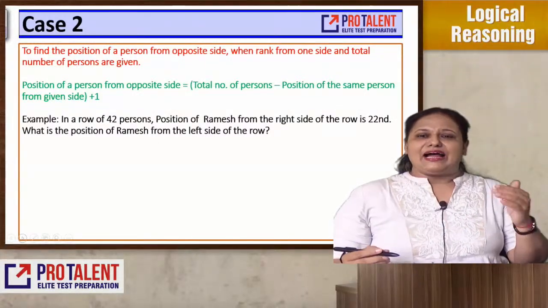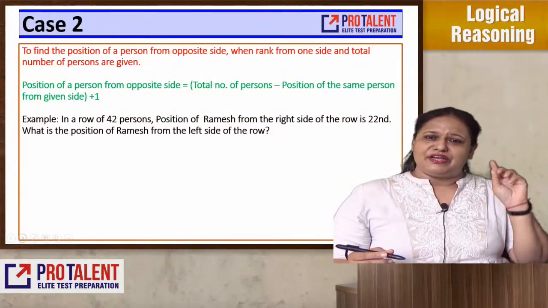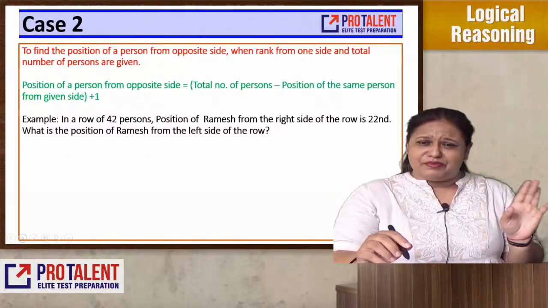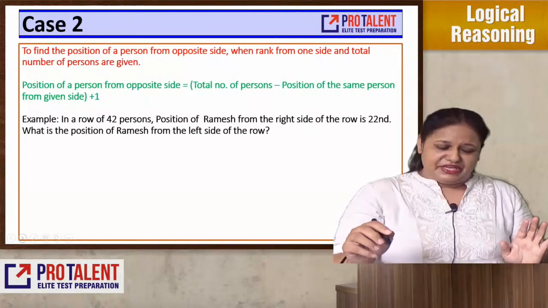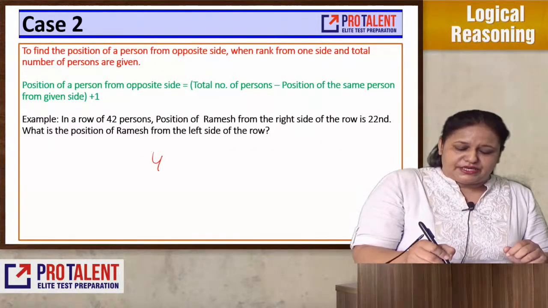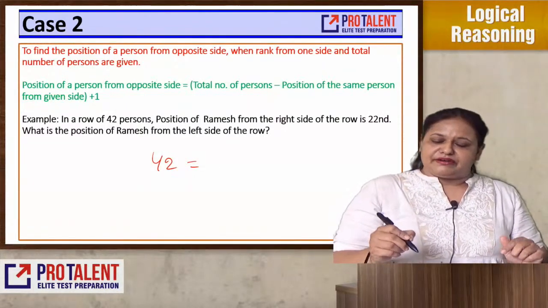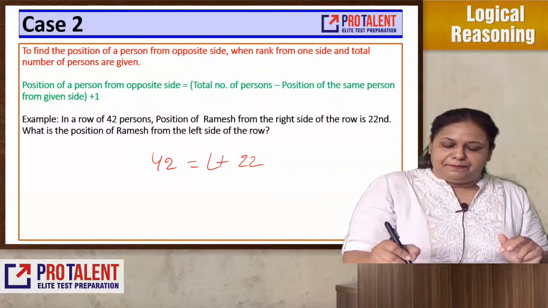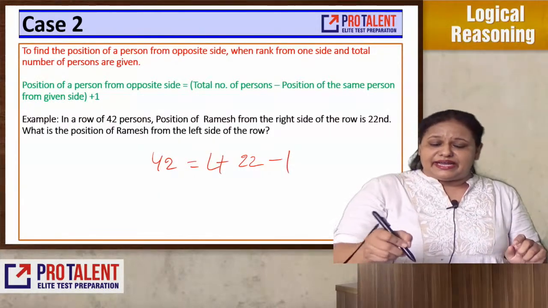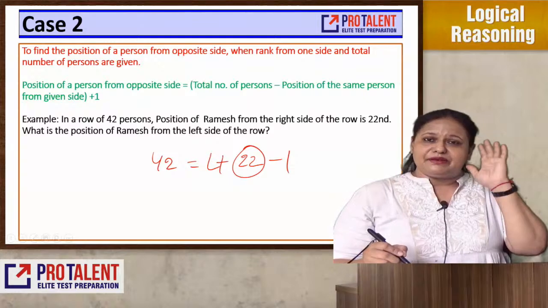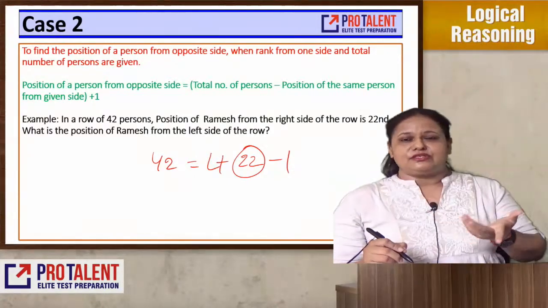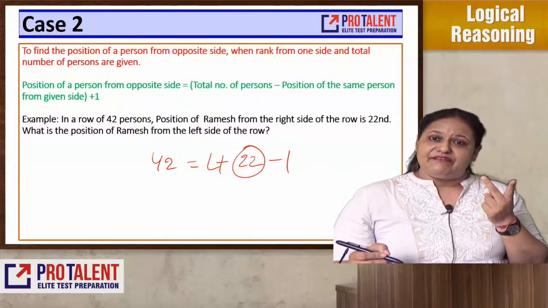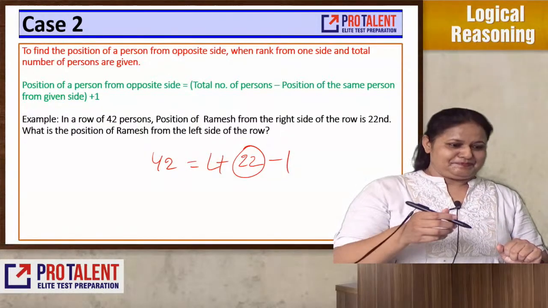Now here we are making cases, but actually it is not a new case. We are using the same concept. Rather than going for a formula, which you may find it to be, for me it is nothing more than an equation. In a row of 42, the position of Ramesh from the right side is 22nd. What is his position from the left side? Simple, this is what I have done. I am writing 22 over here because it is fixed in my mind: left side plus right side minus 1. This is how we get the answer. Perfect, case 2 is clear. Now we are just playing with the equation.